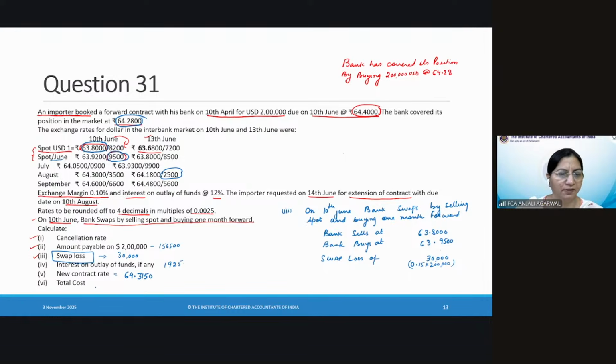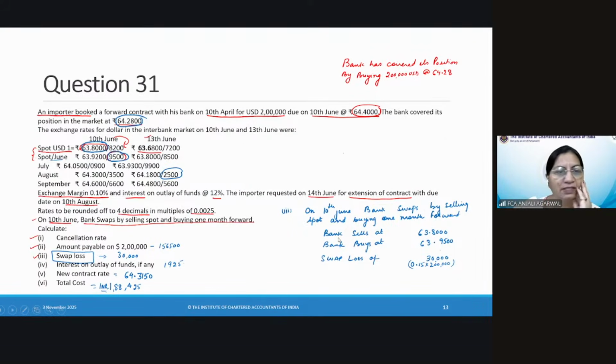Okay. Last, it is asking you to calculate the total cost. So in calculating the total cost, you will add all three figures: 1,56,500, the cancellation charges, plus the swap loss to the bank, 30,000, plus the interest cost. Okay. So the total cost would be 1,88,425. Rupees or INR 188,425.